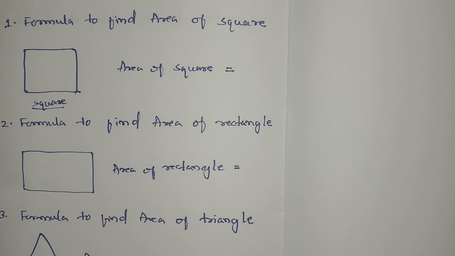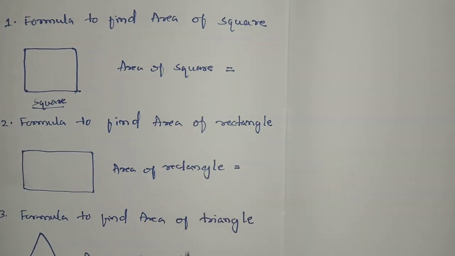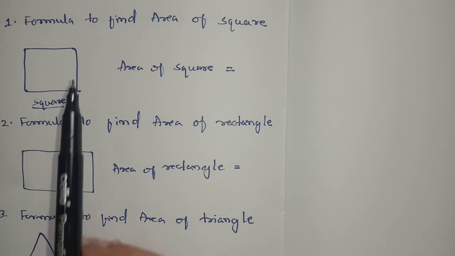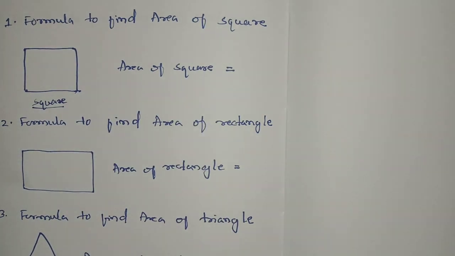In today's class, we will learn how to find the area of square, area of rectangle, area of triangle and area of circle. And what is the formula to find the area of square, rectangle, triangle and circle? That we are going to learn in today's class. Let's start one by one.